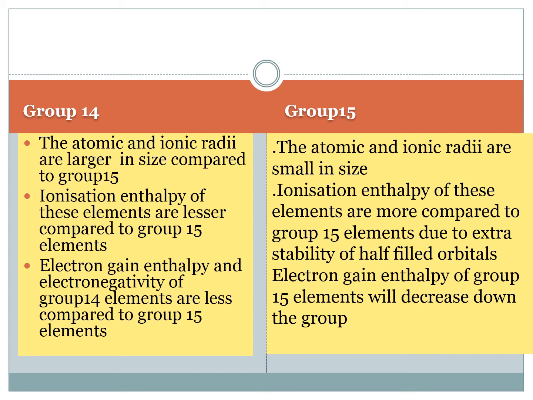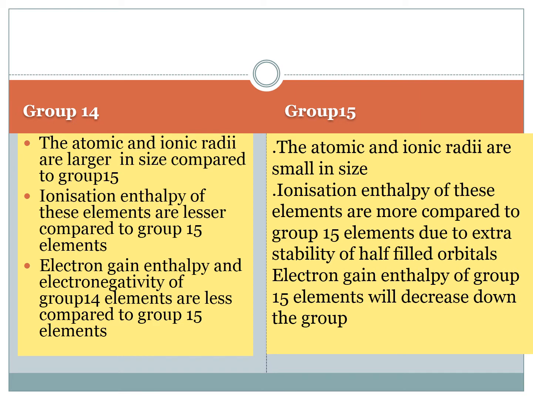Coming to the next 2 points, that is electron gain enthalpy and electronegativity. When the size of the atom decreases, electron gain enthalpy becomes higher, that is, it becomes more negative. And when we are checking the electronegativities, you find that electronegativity also increases with decrease in size. So down the group, electronegativity generally decreases, whereas electropositivity increases.